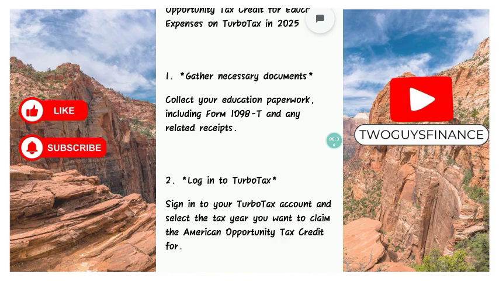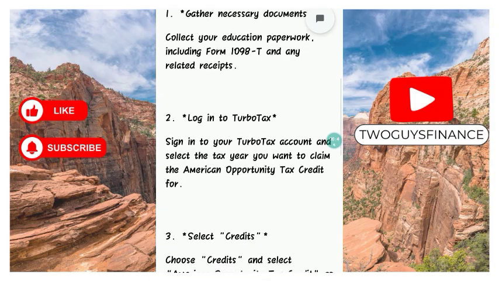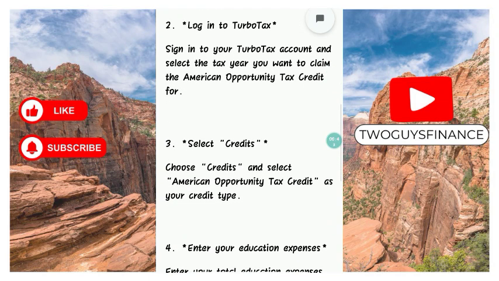And once you sign into your account, you're just going to select the year that you want to claim the American Opportunity Tax Credit for. Once you've selected that, go ahead and choose credits and then select American Opportunity Tax Credit as the credit type.